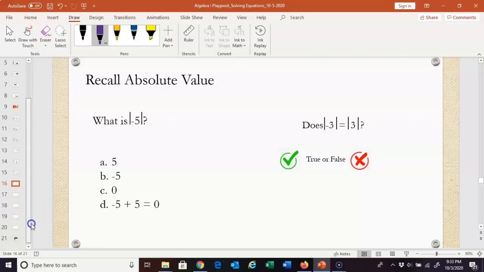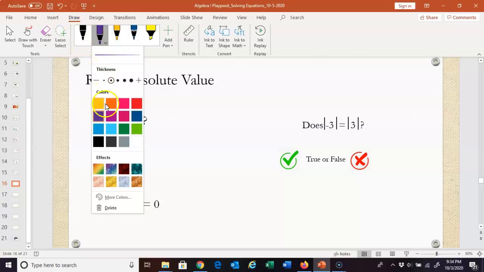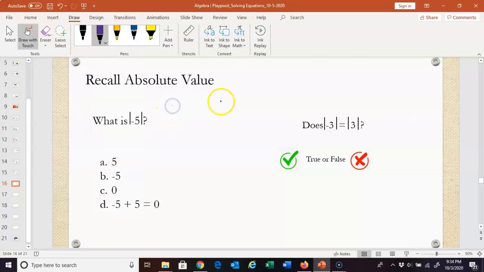So let's recall what absolute value is. Remember when we were talking about the number line? Let me grab my pencil again. So remember we were talking about the number line not too long ago. And we talked about how the distance something is away is always positive, right? So let's say the length from 0 to 2 is 2 units.